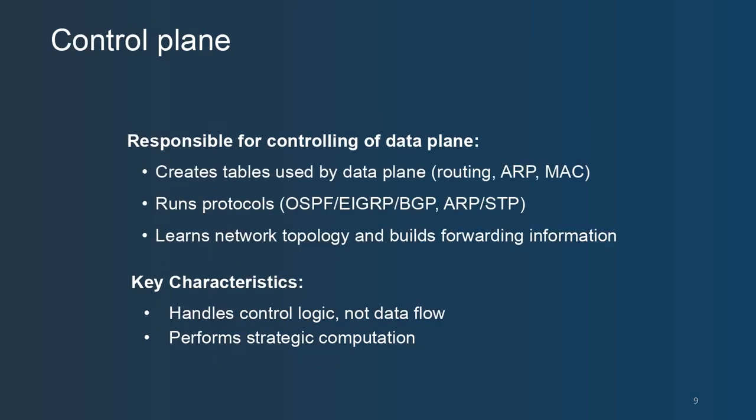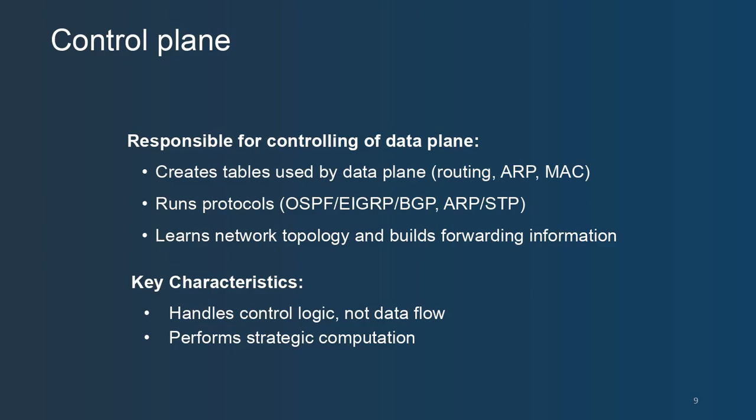Now, let's look at the control plane, which is the brain of the network. The control plane is responsible for controlling the data plane. It does not forward packets itself. Instead, it prepares all the information that the data plane uses to forward packets quickly.